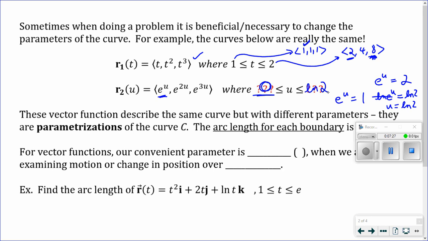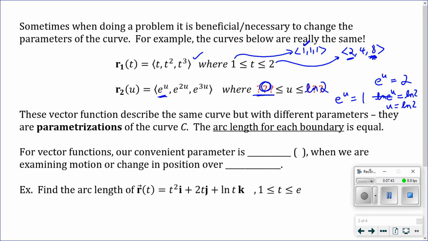But again, we don't really have to do that much because we're kind of skipping over the parameterization part. This vector function describes the same curve but with different parameters. They are parameterizations of the curve C. So the arc length for each boundary is equal. We basically figured out the boundaries so that the arc lengths would match. For vector functions, our convenient parameter is time, with a t, right? When we are examining motion or a change in position over time.